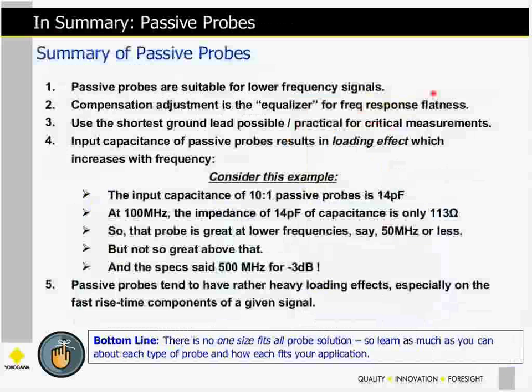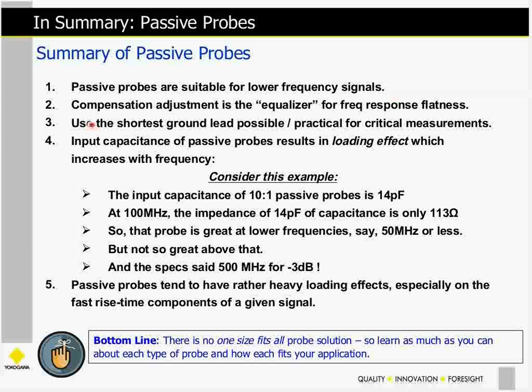Okay, so let's do a quick summary of the passive probes that we've discussed here. Passive probes are suitable for low frequency signals. As you've seen, they're suitable for frequencies lower than what is marked on them, in other words, their 3 dB frequency. If you really want to be in the clear on that, divide that number by about 3 and stay below that number. So we saw that a 1-to-1 probe, which hopefully you won't use much, but if you have to because you have very small signals, use it to about 1 megahertz. A 10-to-1 probe is good to about 50 megahertz.